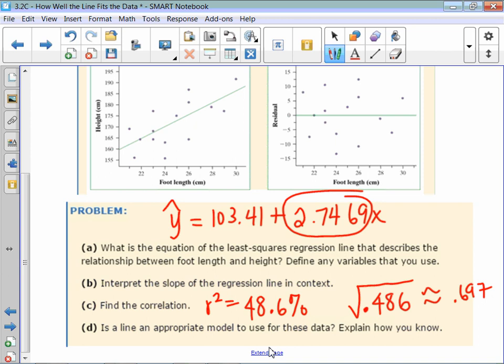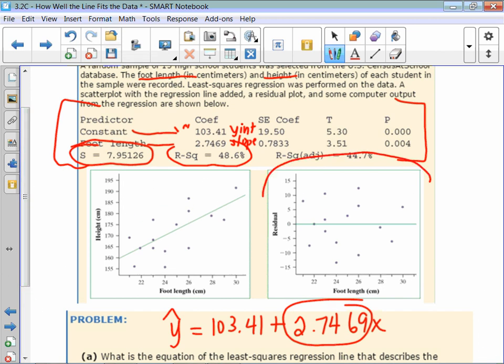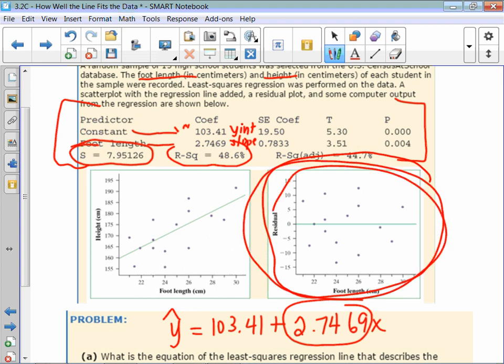Okay? And then is the line an appropriate model to use for the data? Same thing we were talking about before. Is there a pattern to the residual plot, you guys? No. So should we use a line?